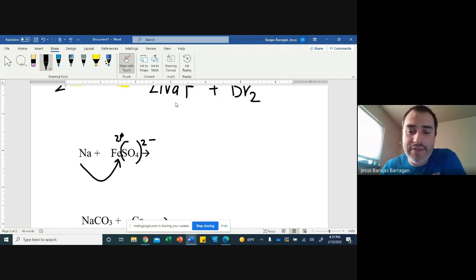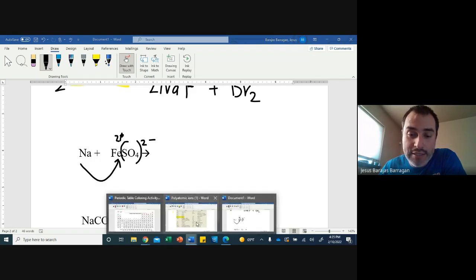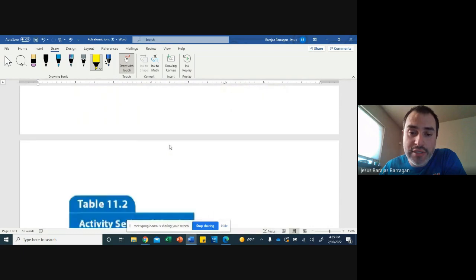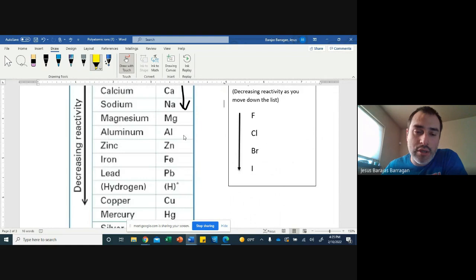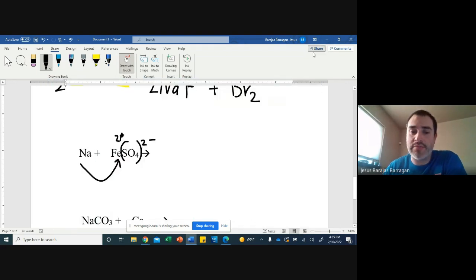Let's double check the activity series. Can that reaction take place? Let's go to the activity series. Can sodium replace iron? Let's see. Sodium is right here. And iron is right there. Yeah, it's above it. Sodium is above iron. Therefore, we can replace it. The reaction does take place. So let's make sure it does.